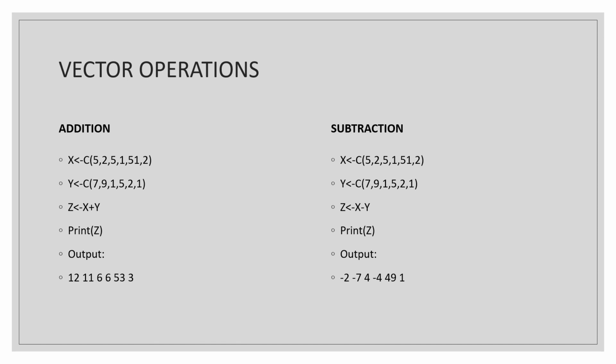So let us see how subtraction is performed on two vectors. It is similar to the addition, but the only difference is we use the minus symbol in place of the plus symbol, and the operations are also performed in the same way. The first element of the x vector is subtracted by the first element of the y, so 5 minus 7, which is minus 2, and the second element of the x vector is subtracted by the second element of the y vector, 2 minus 9, which is minus 7. Similarly, all the elements are retrieved by performing the subtraction operation on the two vectors.